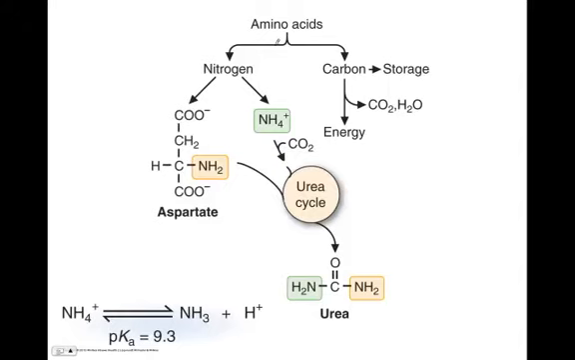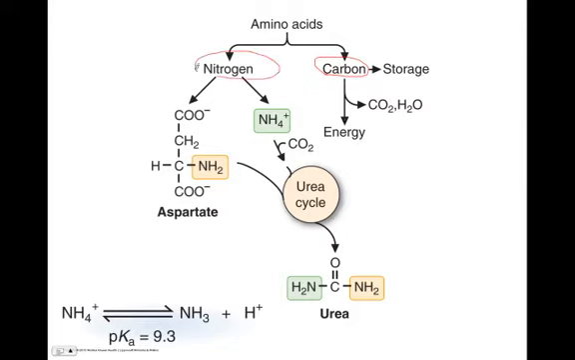Now that we've looked at the digestion of proteins into amino acids, let's focus on what can happen to those amino acids within the body. So we've mentioned the carbon within the amino acids can be used and stored in the form of glucose or triglycerides. Alternatively, it can be oxidized in the TCA cycle to generate energy.